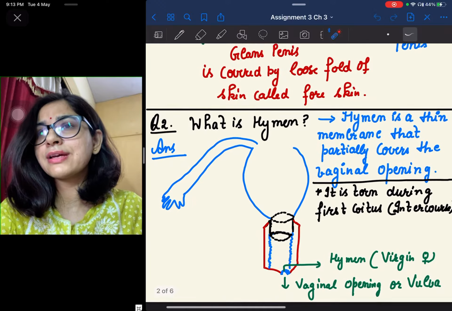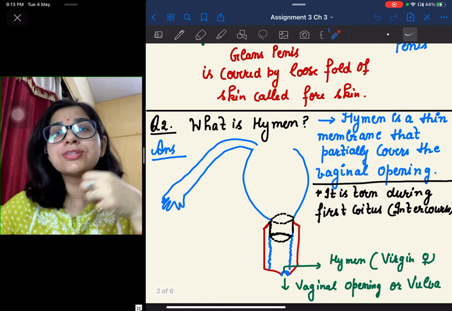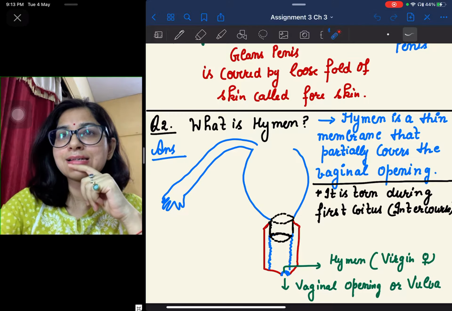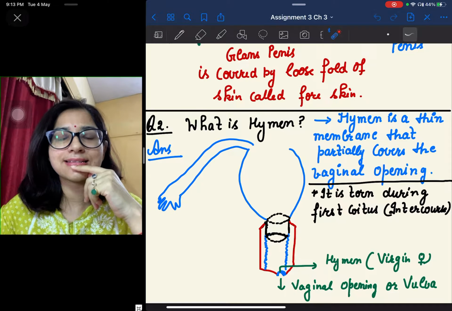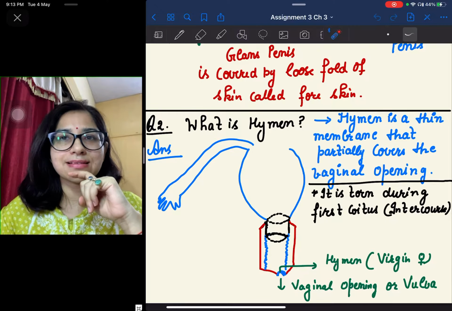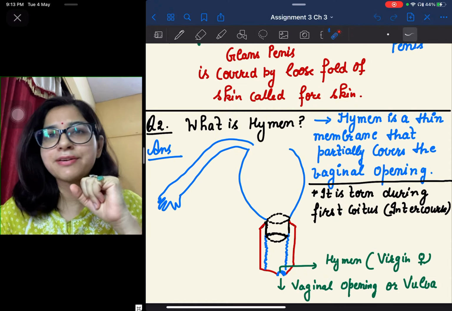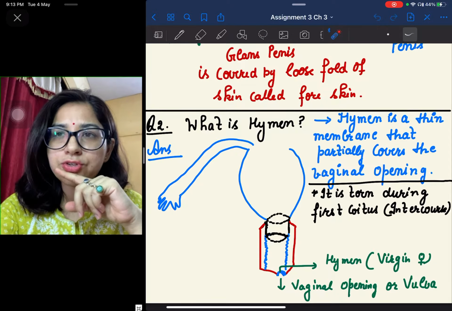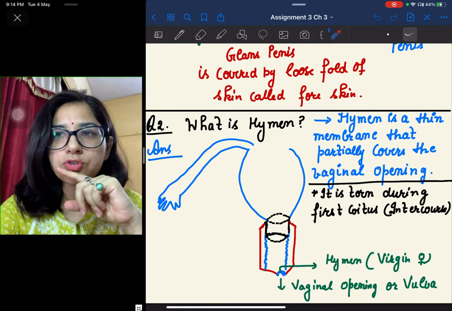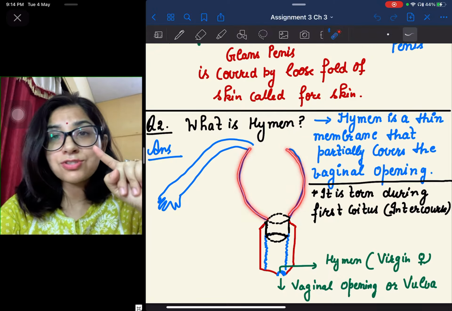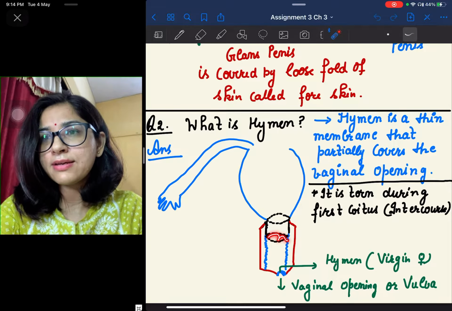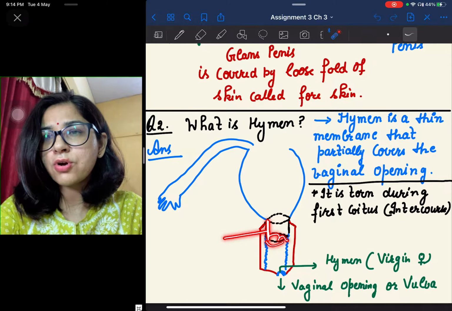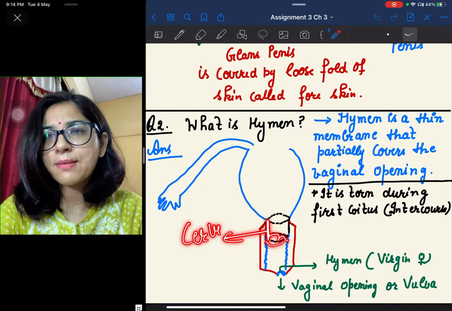Next question पे चलते हैं. Let's move to the next part in which it is asked, what is hymen? Now, where is this hymen present? Hymen is a part of your female reproductive system. When you draw the female reproductive system, you draw the uterus, and at the base of the uterus you draw one opening, and then you draw a second opening, and this portion was your cervix. Am I right? This portion was the cervix.